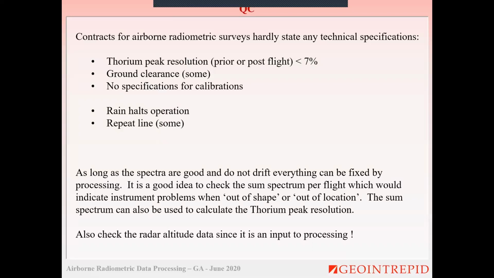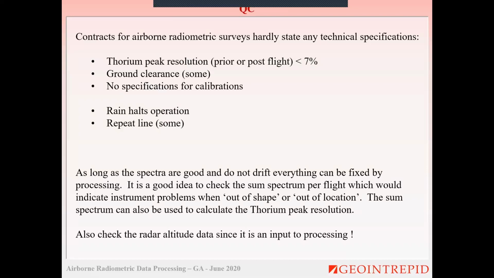My standard thing is, as long as the spectra look good and do not drift, everything can be fixed by processing. So it's a very good idea to check the sum spectrum per flight, which could indicate instrument problems: either it's out of shape, or the peaks are out of location, or it varies. I do that when I'm processing. On a current survey, the sum spectrum is calculated per flight, basically on import as a standard operation, and I have a look at it and then decide whether I trust the spectrum or not.